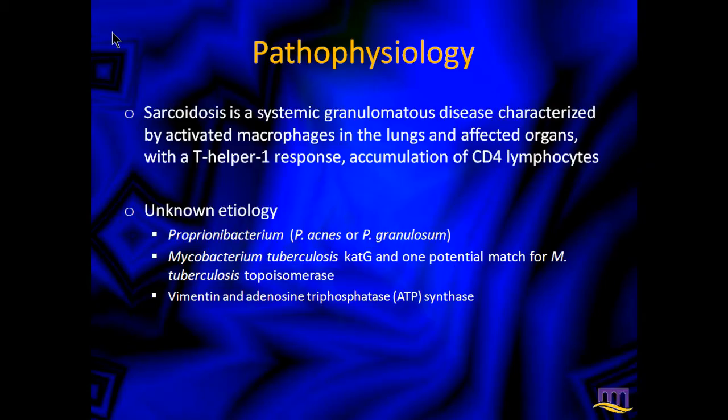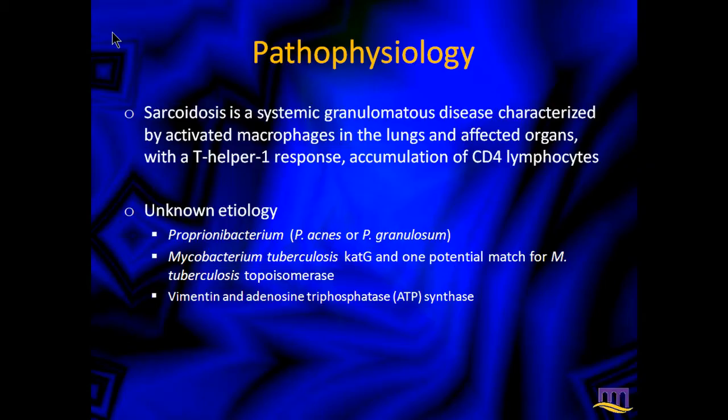There have been many antigens and peptides proposed as trigger agents or related to this disease. Some of them are Propionibacterium acnes and granulosum, and some antigens from Mycobacterium tuberculosis like protein catalase-peroxidase (KatG) and topoisomerase, also from Mycobacteria. Other theories have suggested that it's more of an autoimmune disease. Where that has come from is the finding that some proteins like vimentin and ATP synthetase have been isolated from these granulomas with mass spectrometry.